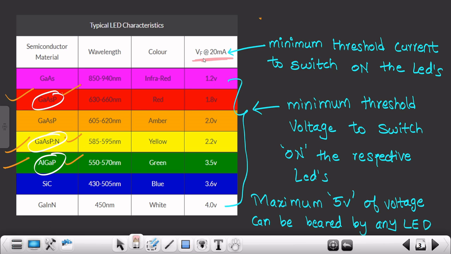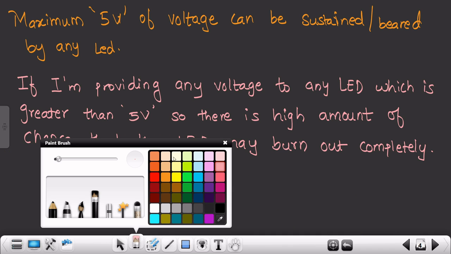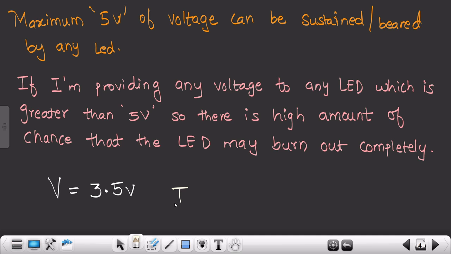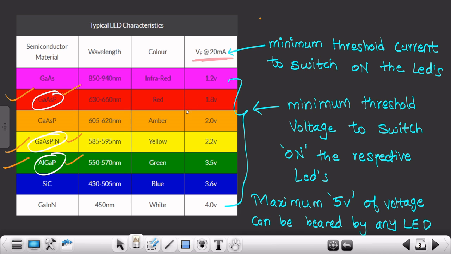So 3 into 20, that means 60 milliampere. So I require at least 60 milliampere of current to switch on these LEDs. So I is equal to 60 milliampere. So these are the two important parameters that we got from this particular table.